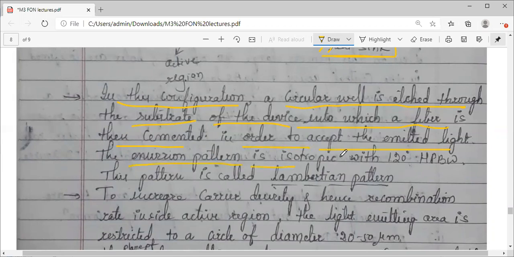The emission pattern is isotropic. So you know what an isotropic point source is, right? It will emit light in all directions, equally in all directions. That is isotropic, and it has got a half power beam width of 120 degrees. We call this type of pattern isotropic and HPBW 120 degrees. We call it a Lambertian pattern.